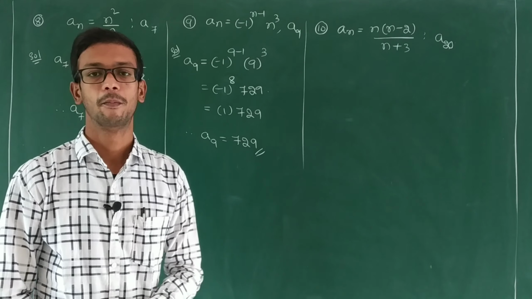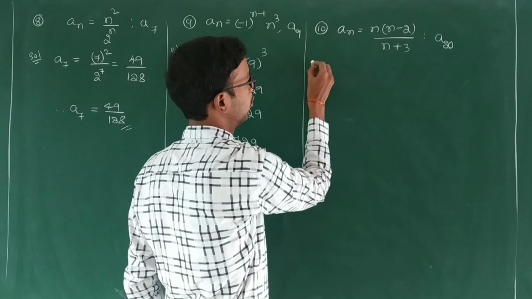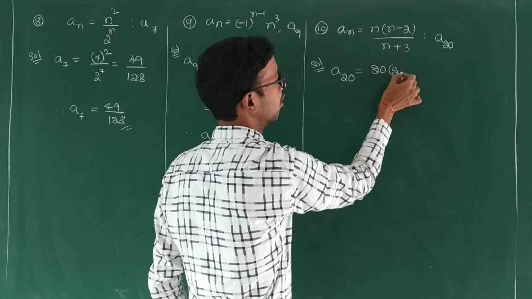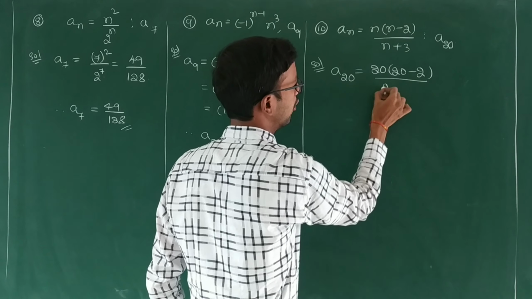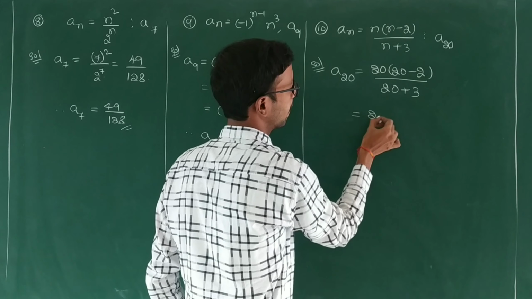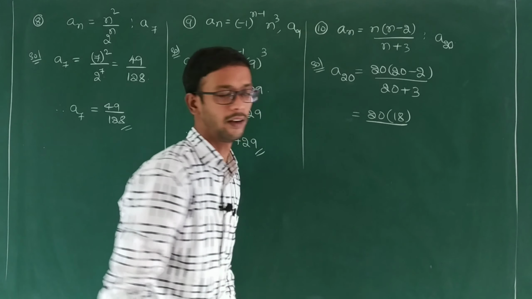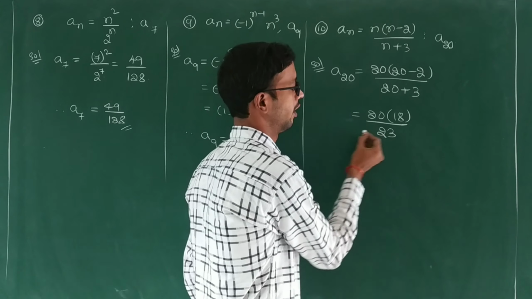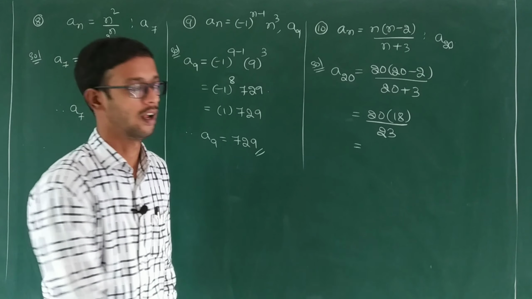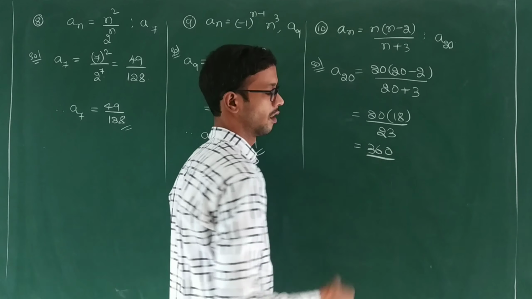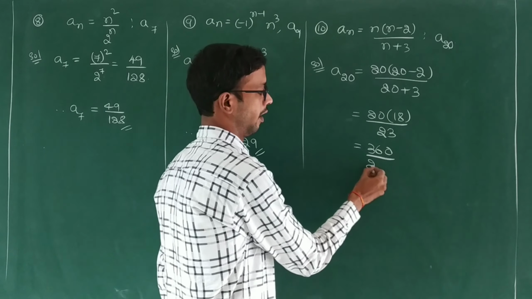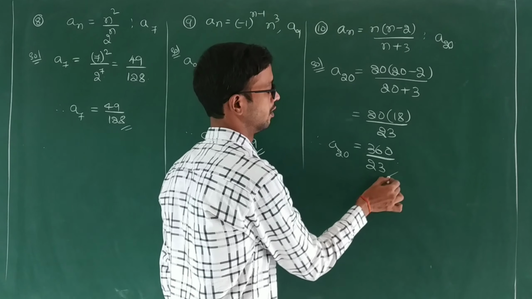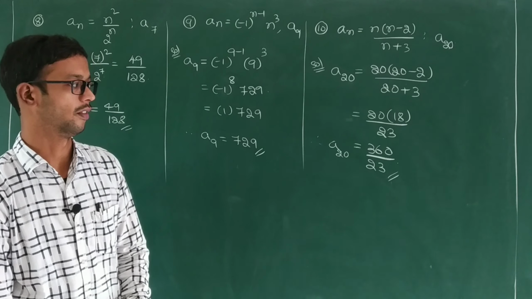Next, the 10th problem. We have to find a20. Just substitute n equals 20: 20 into 20 minus 2 by 20 plus 3. 20 into 18, since 20 minus 2 is 18, divided by 23. How much do you get? 18 2s are 36, so 360, divided by 23. Therefore a20 is 360 by 23.